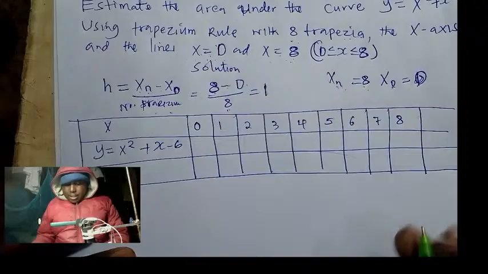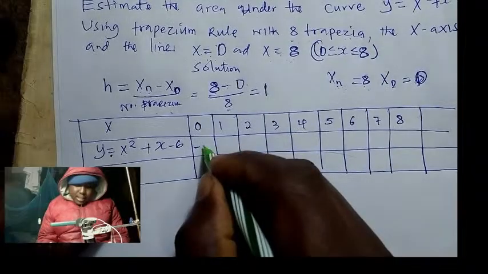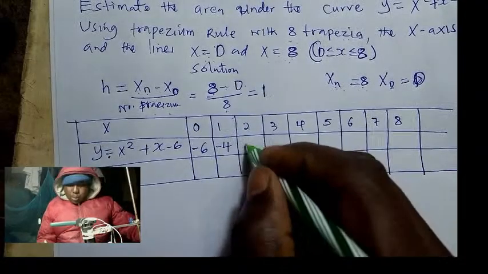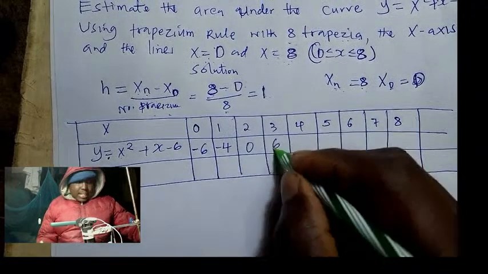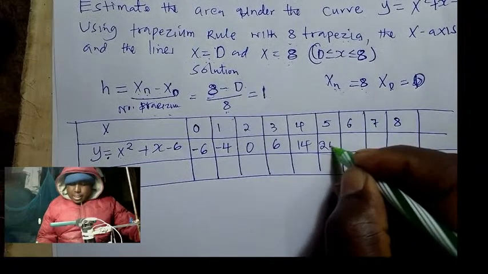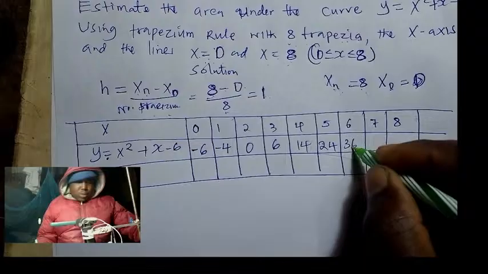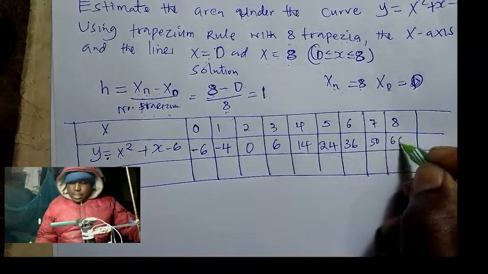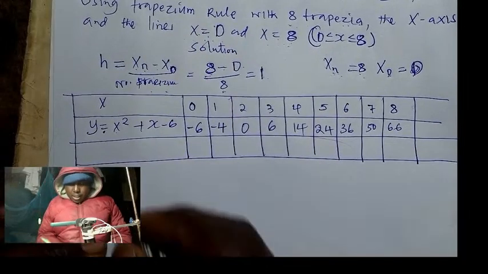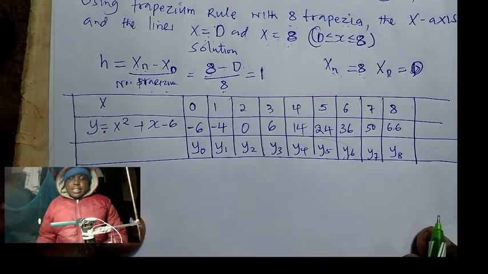Now we will need to get the value of y. How do you get the value of y? For 6 it is going to be negative 4. So you substitute all the way to the end: 14, 24, 36, 50, 66. So that now you fill the table. Now what we have here is y1 and y8. That's what we have there.